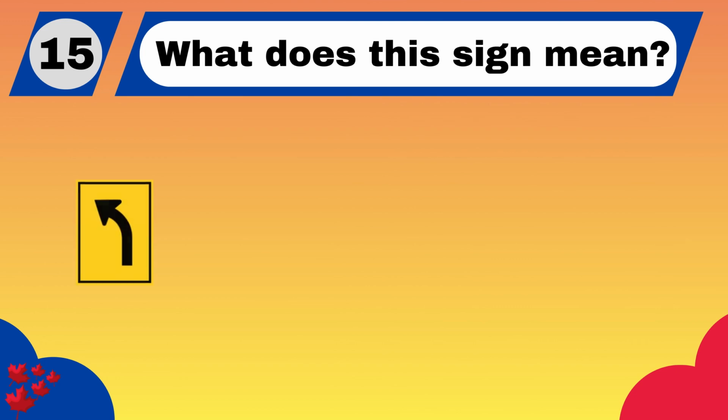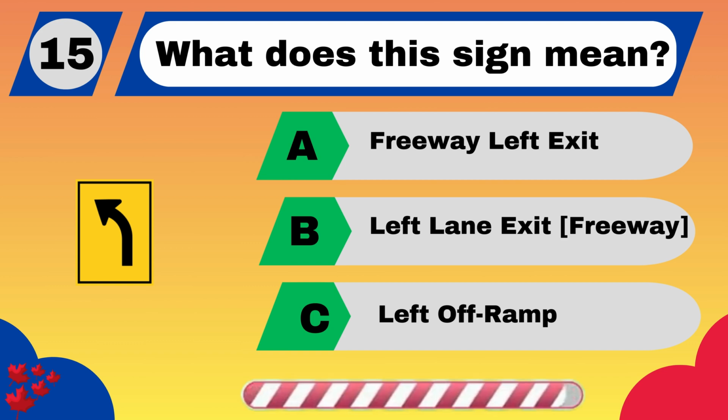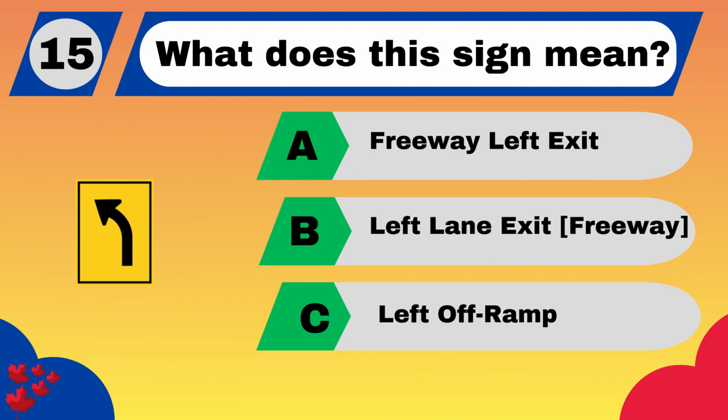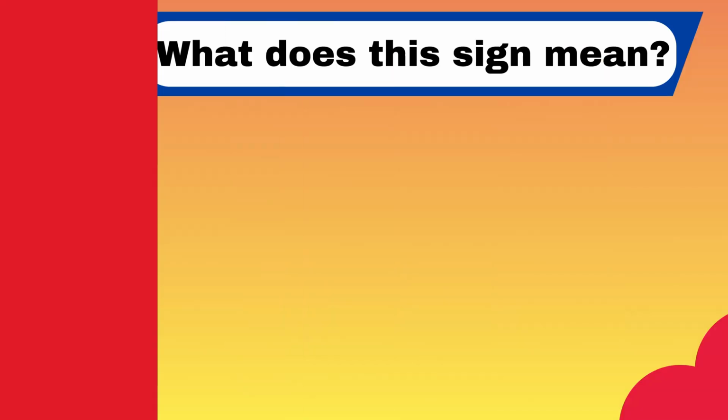Question 15. What does this road sign indicate? A. Freeway left exit. B. Left lane exit. Freeway. C. Left off-ramp. That's correct. B. This sign marks a freeway left lane exit.